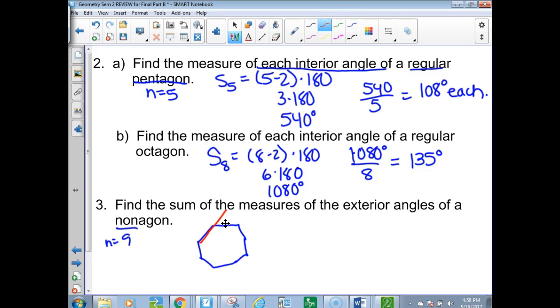Remember how we extended the sides? And I discussed with you that shape as you keep going around that figure. What would it look like if you started to spin it on its center? And that would give you 360 degrees. The sum of the exterior angles of any polygon is 360 degrees.